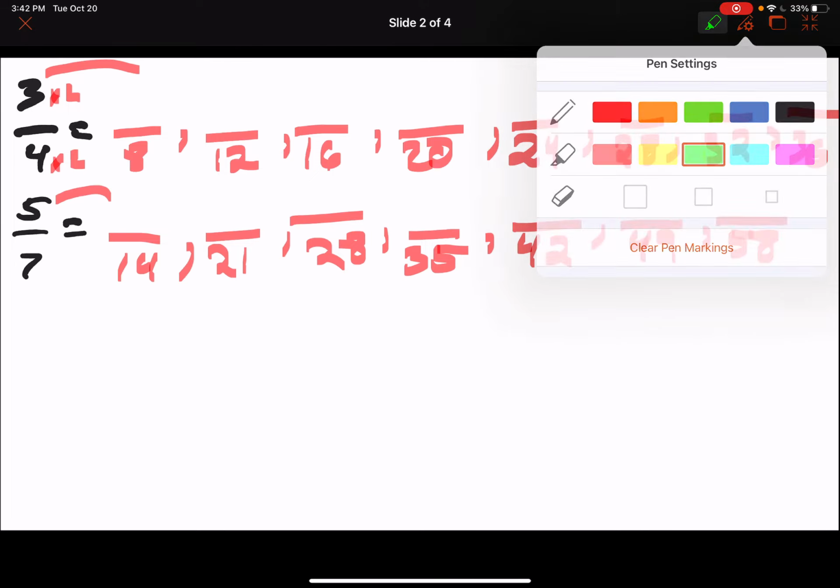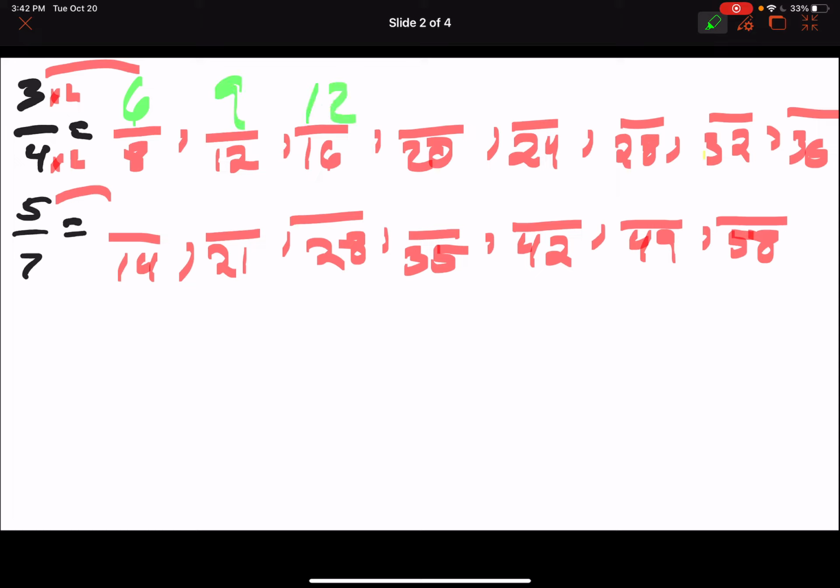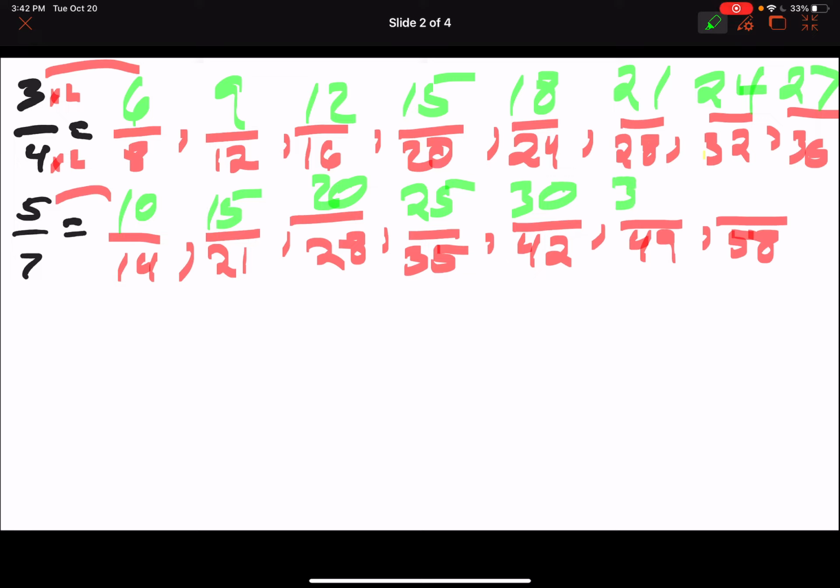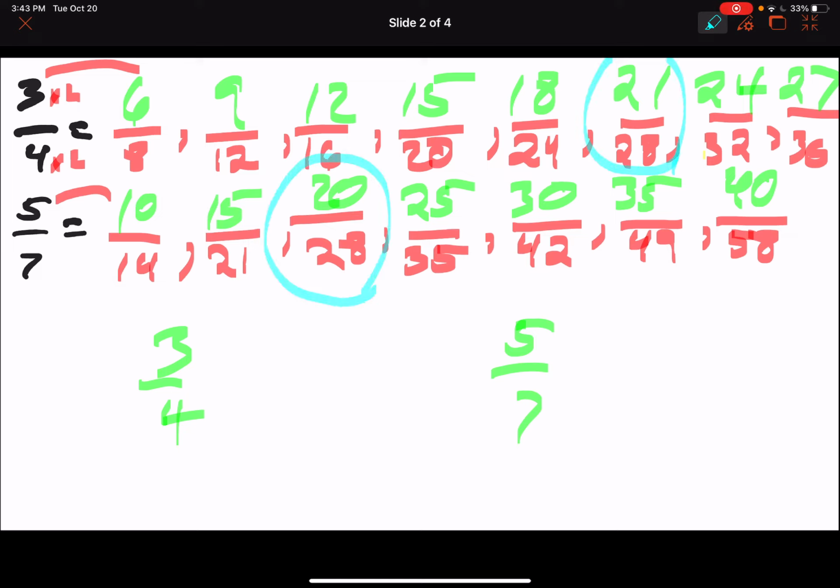Okay, so filling in the numerators. I have 6, 9, 12, 15, 18, 21, 24, 27, 10, 15, 20, 25, 30, 35, and 40. All right, stopping there. Now, if I'm looking at 3/4 and I'm looking at 5/7, okay, do you see a common denominator between the two? All right, hoping you saw this guy and this guy, right? And so I'm going to write 21/28ths up here, and I'm going to write 20/28ths down here. Now I can compare the two, and I know that 3/4 is bigger than 5/7.